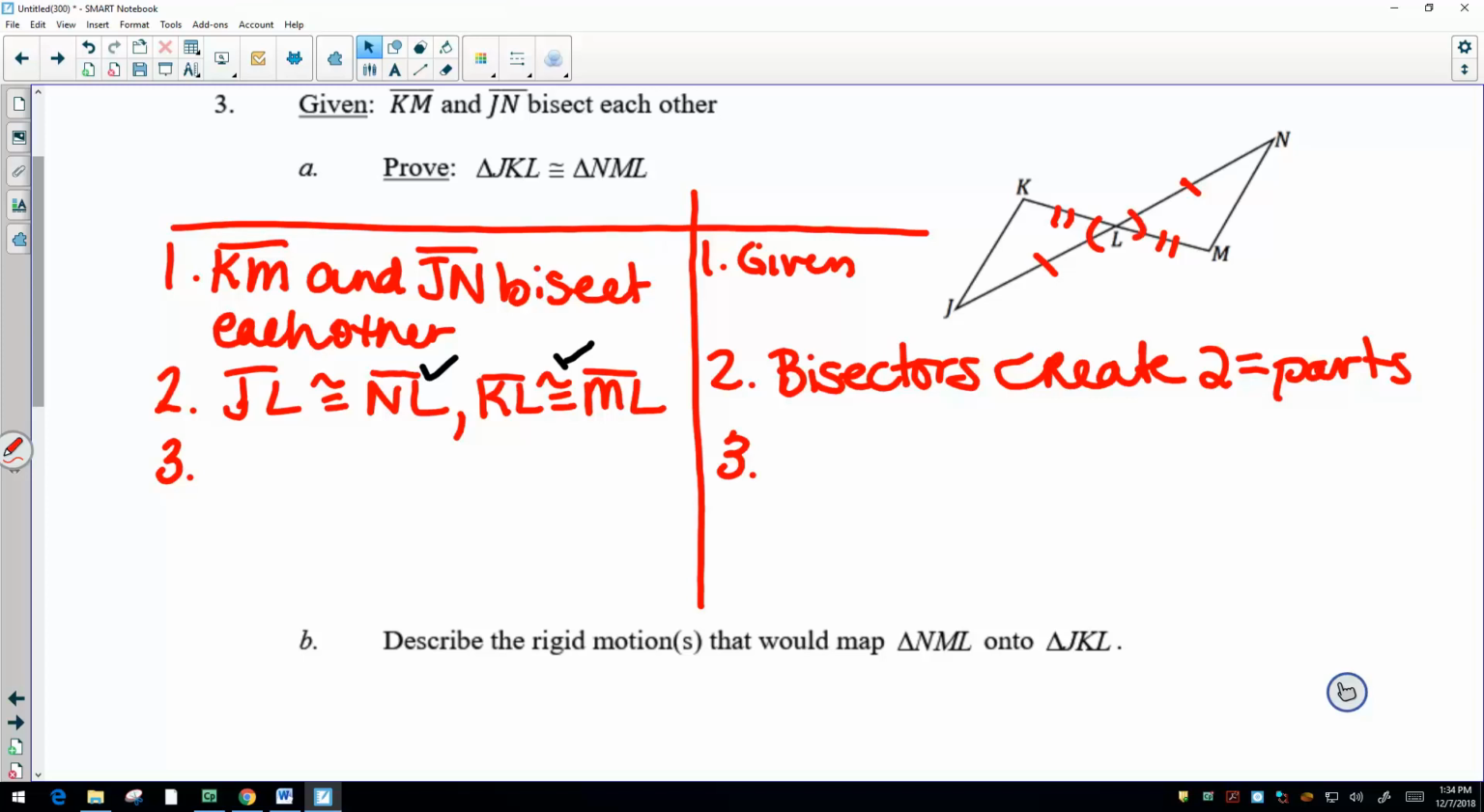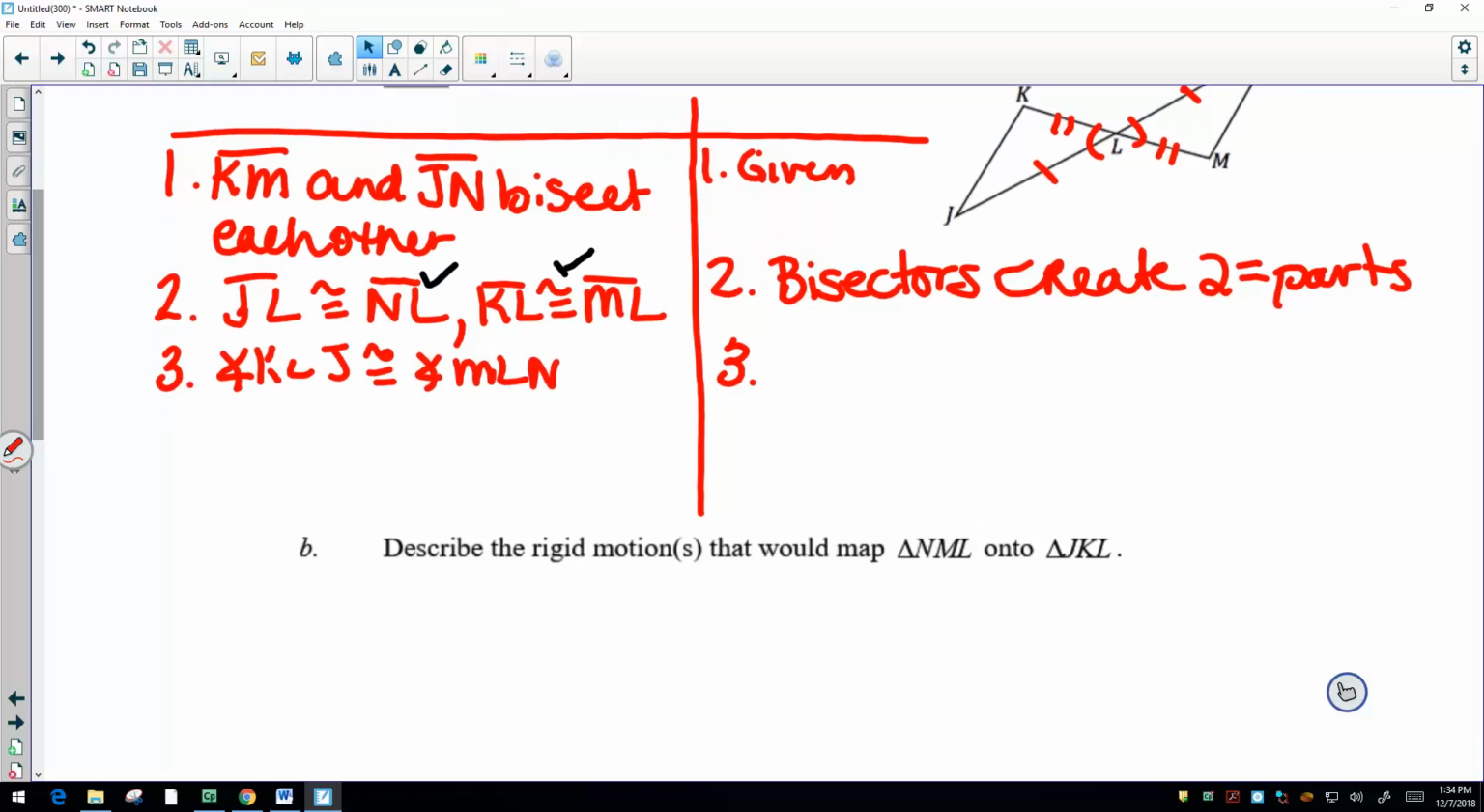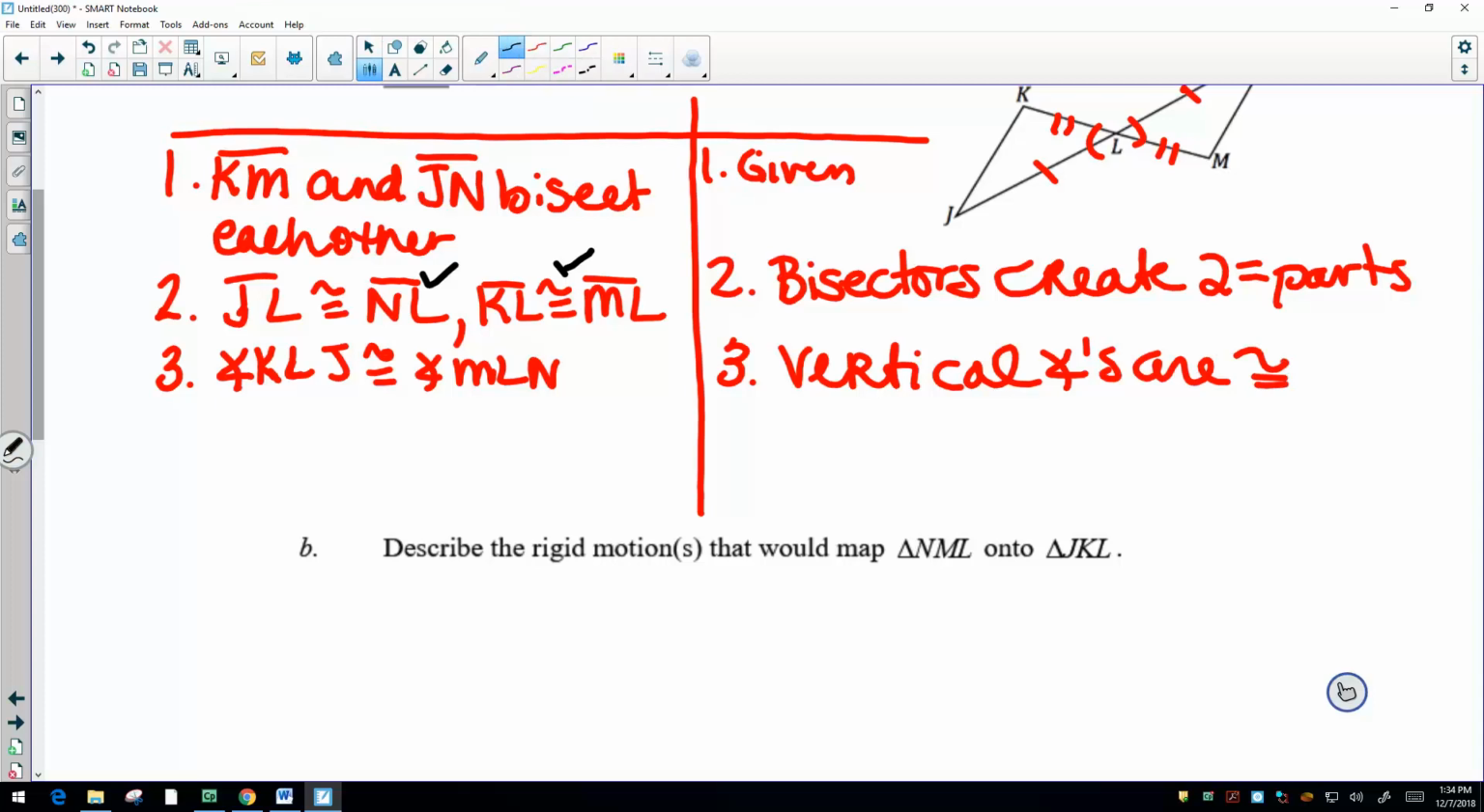And we know no matter what, vertical angles are equal. So we can say angle KLJ is congruent to angle MLN. So we have angle KLJ congruent to angle MLN, and our reason is vertical angles are congruent. So it's marked on my picture. There's my third check mark. I look at my picture and I say, does it satisfy that side angle side relationship? And it does. That angle is included. It's in between the two sides.